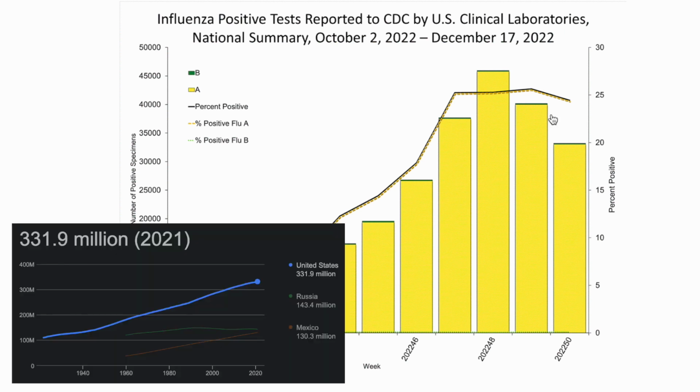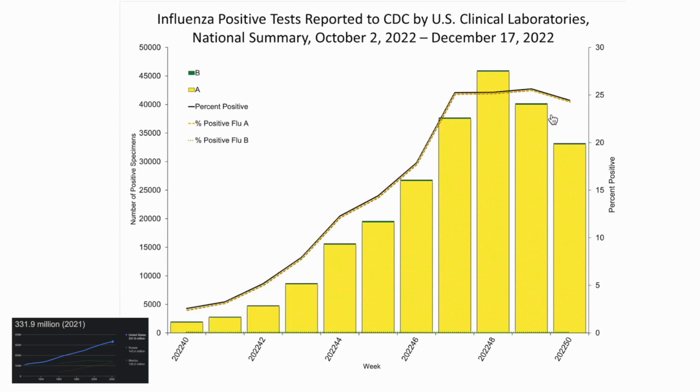So as we can see here, there are approximately 331.9 million people living throughout the United States this year. So for example, if you wanted to know the frequency of positive influenza tests that were reported to the CDC by different U.S. clinical laboratories for the 50th week of 2022 specifically, we could look at this chart and we could tell about 43,000 individuals had positive tests out of the entire population of 331.9 million individuals. And this is solely throughout the United States.